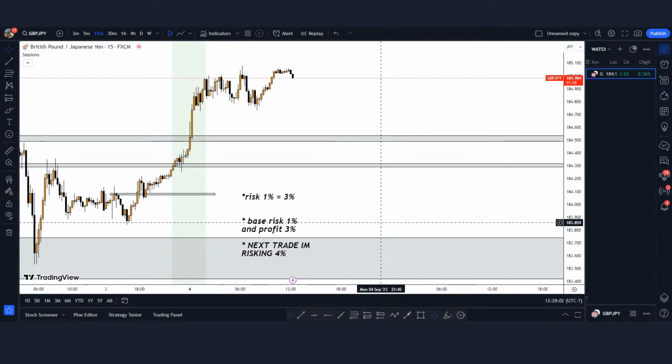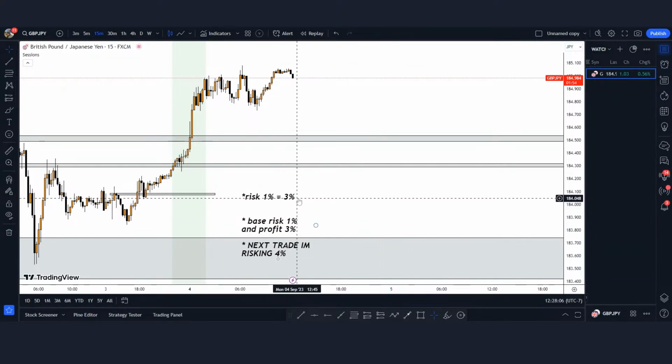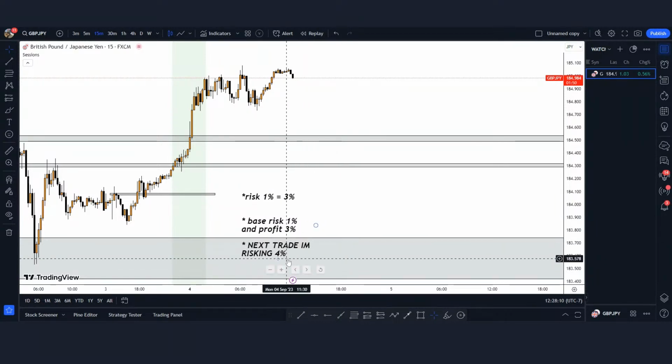But the thing is this: trading asymmetric is tough because let's say you risk 1%, caught 3%. If your next trade you lose, you're losing 4%. You're losing your 3% profit plus your base risk, and a lot of people can't handle that. They can't mentally handle the fact that they just lost all their profit.